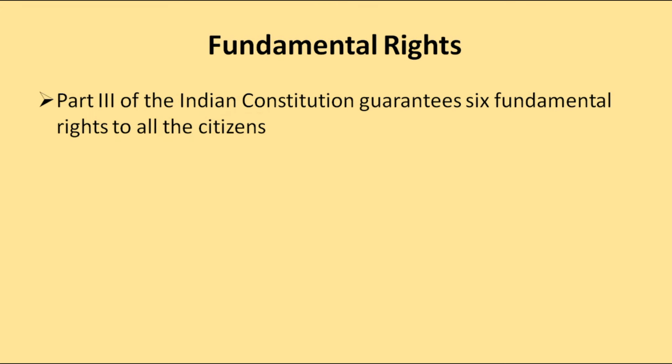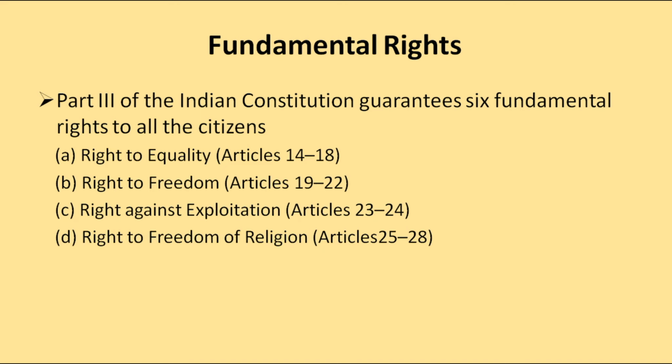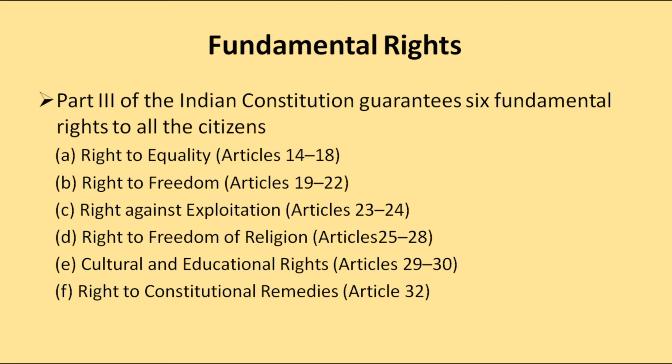Next, fundamental rights. Part 3 of the Constitution guarantees 6 fundamental rights to all the citizens. The first one is right to equality, articles 14 to 18. Right to freedom, articles 19 to 22. Then right against exploitation, articles 23 and 24. Then right to freedom of religion, articles 25 to 28. Cultural and educational rights, articles 29 and 30. Next and the last one is right to constitutional remedies, article 32.